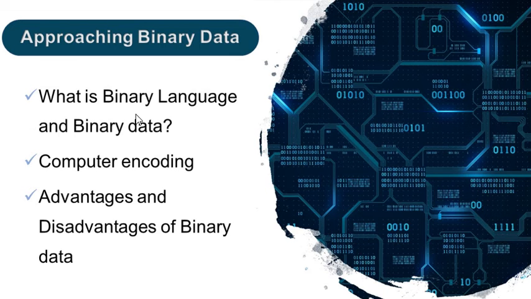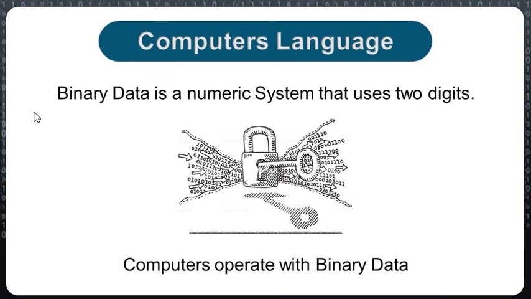In this class, we will approach what binary language and binary data are, how computer encoding works, and the advantages and disadvantages of this type of data. Binary data is a numeric system that uses only two digits, zeros and ones. The computer operates with binary. This means they store data and perform basic functions only using zeros and ones.